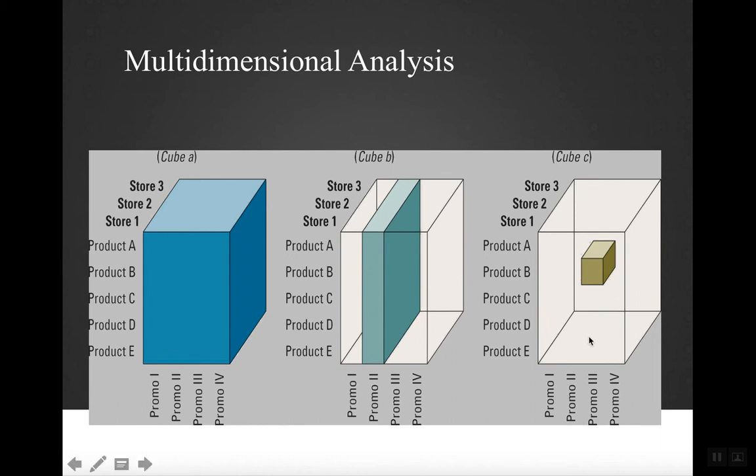Or in another case here, what you do is, okay, all I really want to do is see the three stores, but I only want it for product B, and I only want it for promo, maybe two, comparing promo 2 to promo 3 for an individual product, right? So these are the business intelligence systems, the BI systems, as we call them.